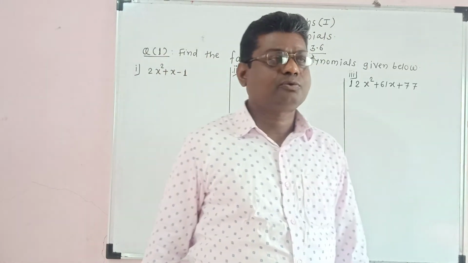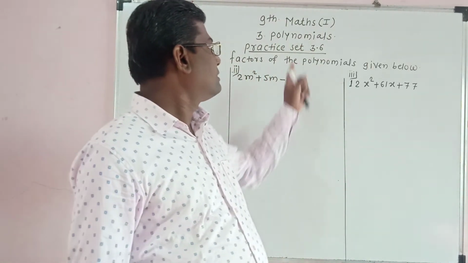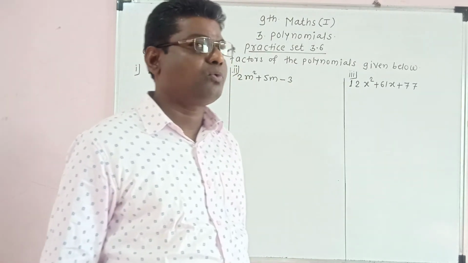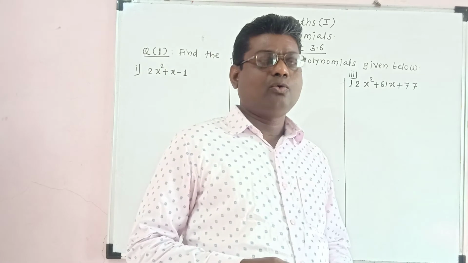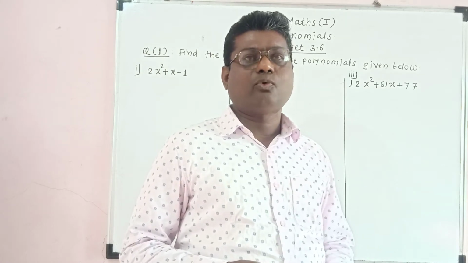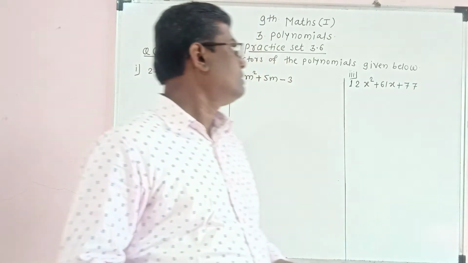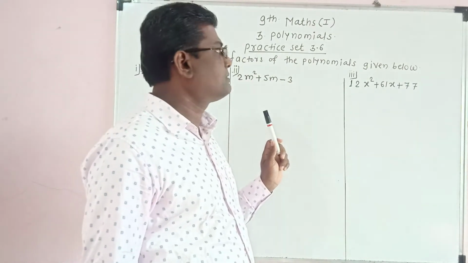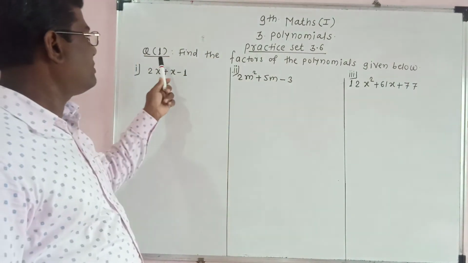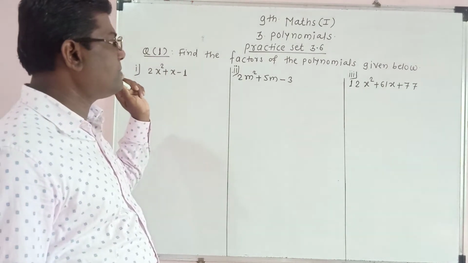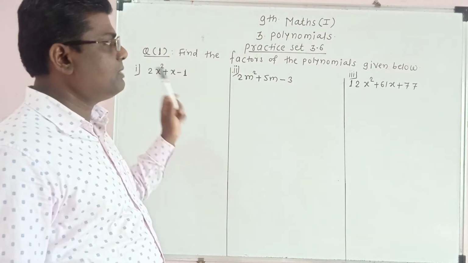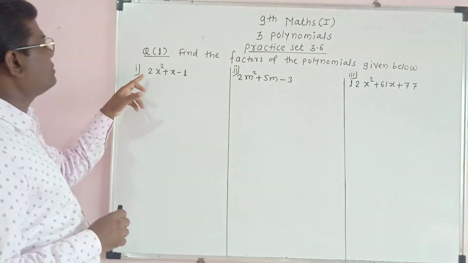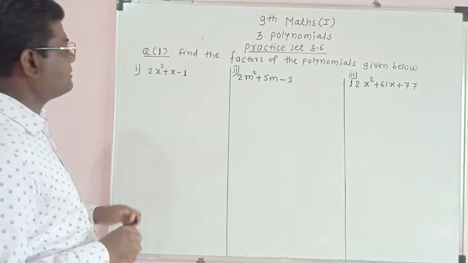Welcome ninth class students. Lesson number 3 is polynomials, and today we are going to study how to find the factors of quadratic polynomial. So we will study practice set 3.6. In this practice set, question number 1 is find the factors of the polynomials given below. Number 1 is 2x square plus x minus 1.